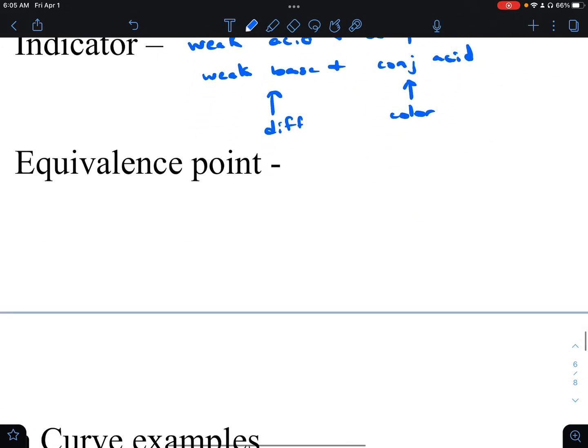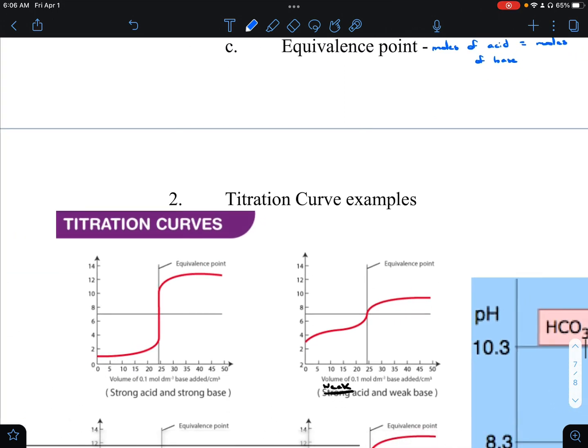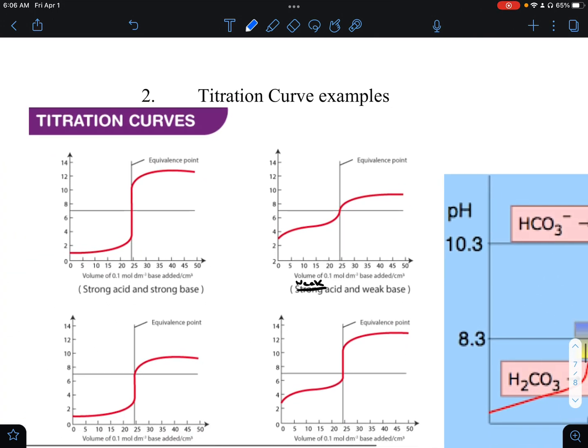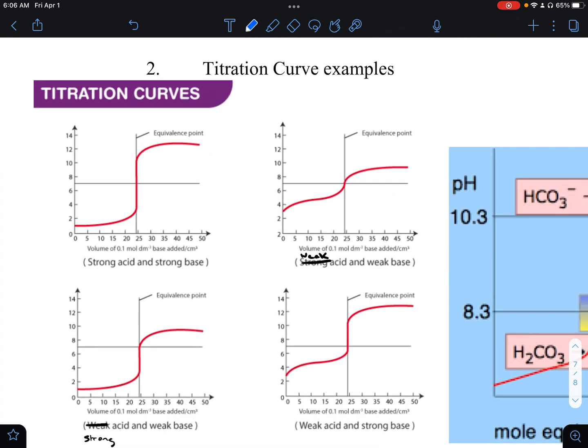And our equivalence point is where the moles of the acid equal moles of base. So this is what we're looking for in most cases. Sometimes you'll do a half titration and so on, but we'll figure that out down the road. All right, so our titration curve examples, this is what we're looking at. This is what we're spending the bulk of our time with here.